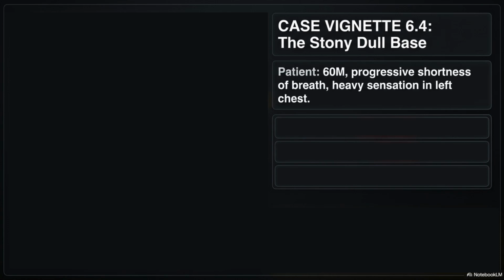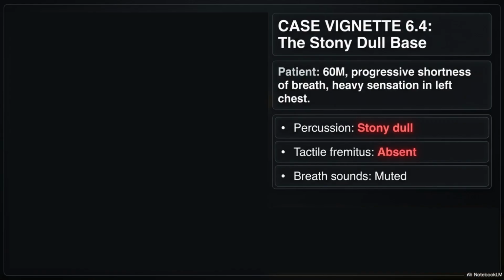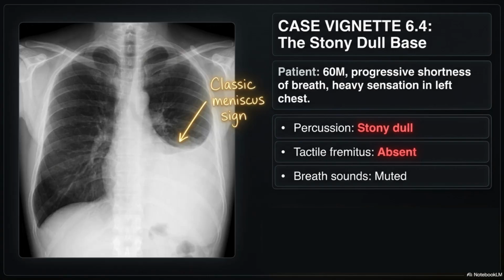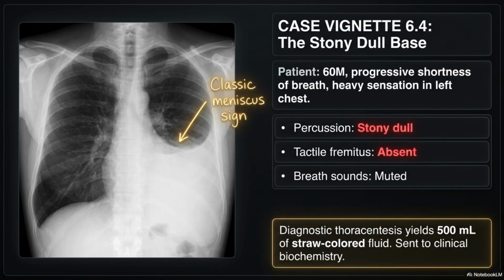Our patient is a 60-year-old male presenting with progressive shortness of breath and a heavy sensation in his left chest. On physical exam, his percussion is stony dull. His tactile fremitus is completely absent, and his breath sounds are distinctly muted. Look at the X-ray on the screen. You can clearly see the classic meniscus sign indicating significant fluid accumulation. We perform a diagnostic thoracentesis and yield 500 milliliters of straw-colored fluid, which is immediately sent off to clinical biochemistry.